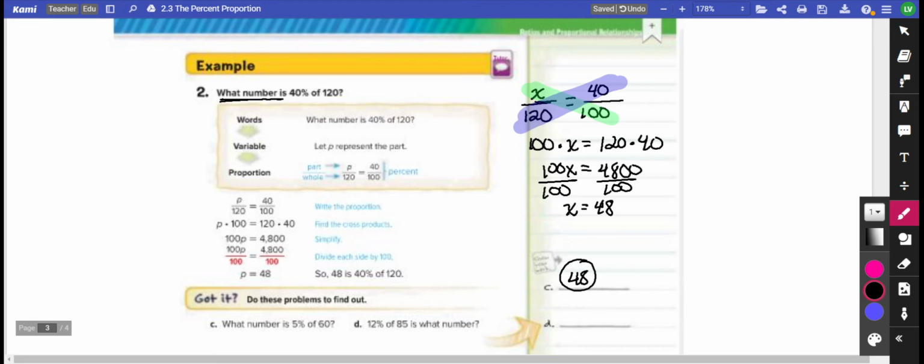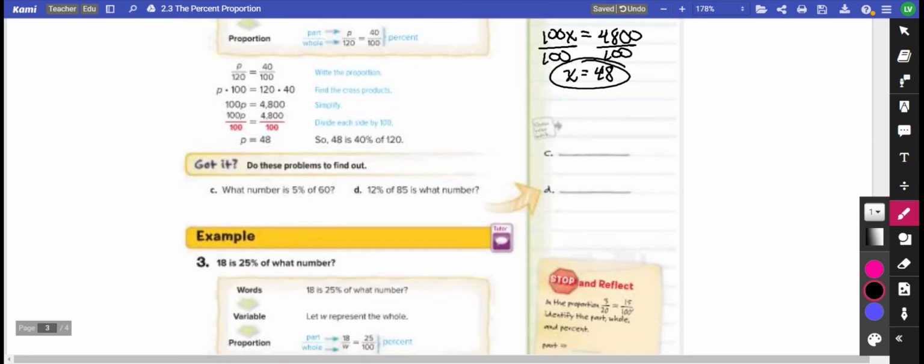Now, as you can see, they use the variable P here rather than x for the part. You can use a P for part instead. And let me make the correction. That is not the answer for letter C. I rewrote that incorrectly. So let's try letter C.